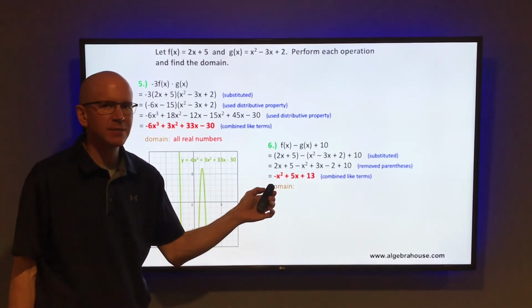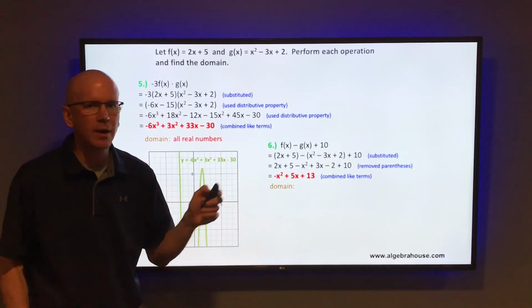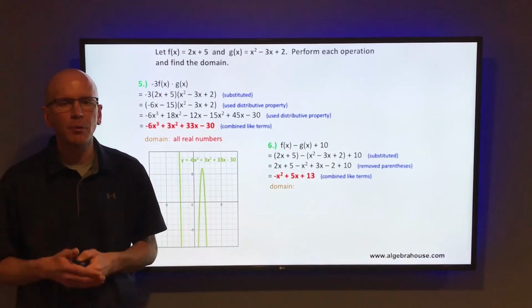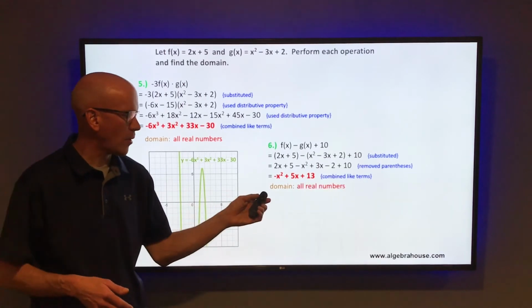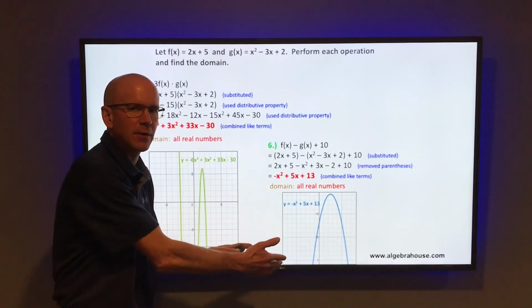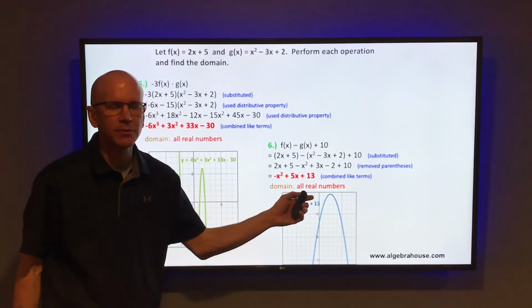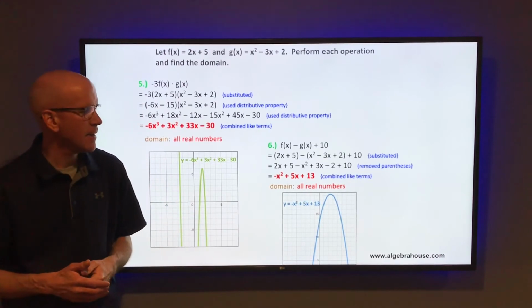Don't forget your negative x² out front. So negative x² + 5x + 13, that is a quadratic. And the graph of that would be a parabola. So the domain would be all real numbers. It's a U-shaped graph opening downward. As that graph goes farther and farther down, it's going to get wider and wider, consuming or using all x values, all real numbers in the construction of that graph.